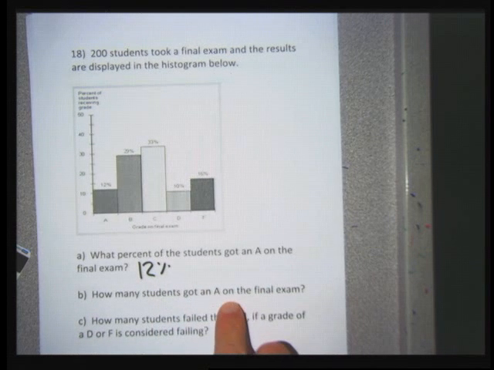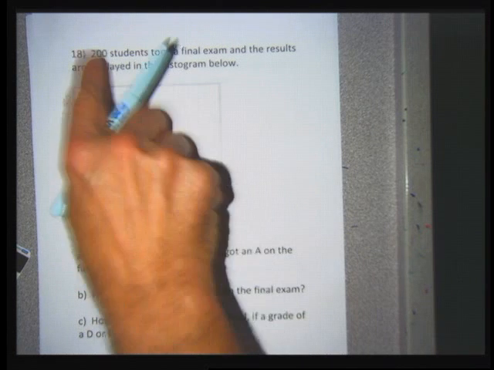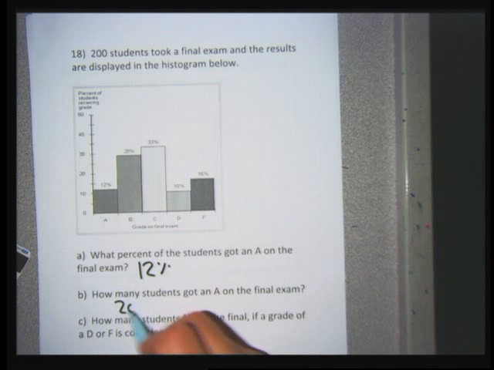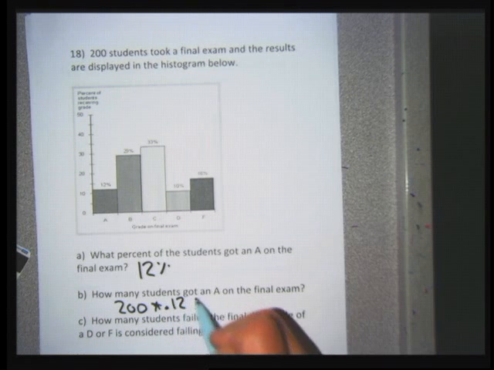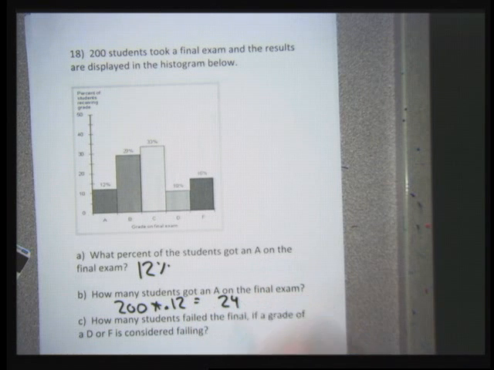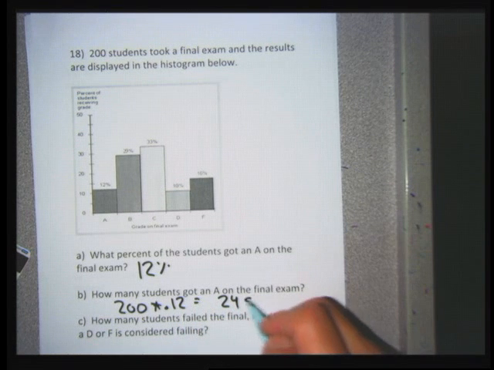How many students got an A on the final exam? Well, 200 students took the final exam. If you multiply that by the 12% as a decimal, that's going to give me 24 students got an A.